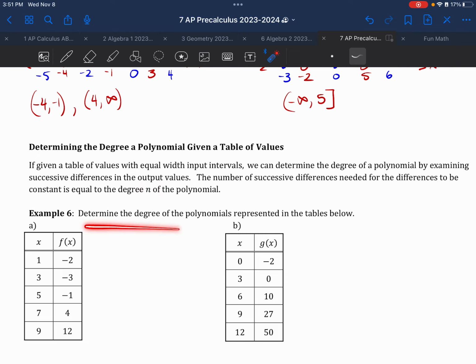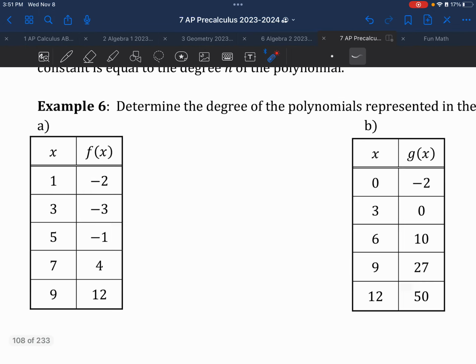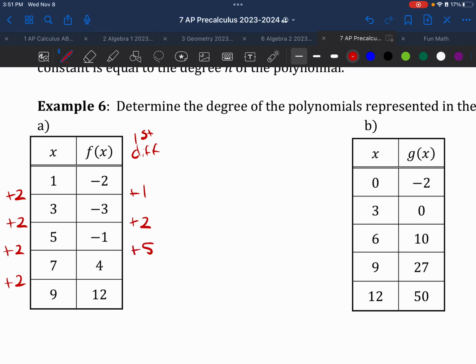So determine the degree of the polynomials represented in the tables below. All right, let's try this guy. We're only allowed to look at differences, by the way, if these are all constant changes. Over here, this was a +2, +2, +2, +2. We have permission to look at the differences. So this first column is going to be called the first difference column. So how much do we change to get from -2 to 3? We add 1. How much do we change to get from -3 to 1 to -1? Sorry, we add 2. How do you get from -1 to 4? We add 5. How do you get from 4 to 12? We add 8. That was the first difference.